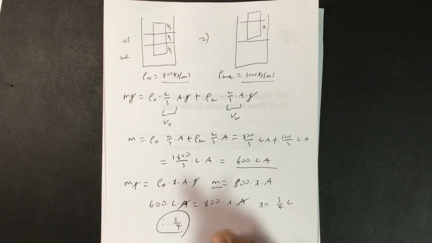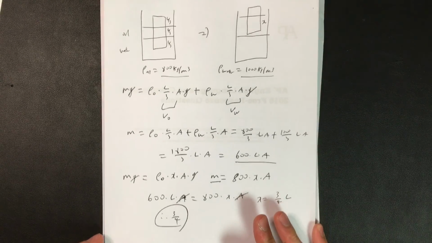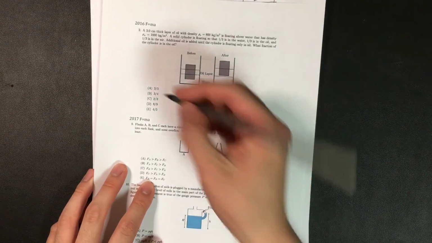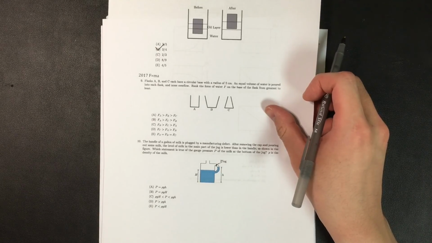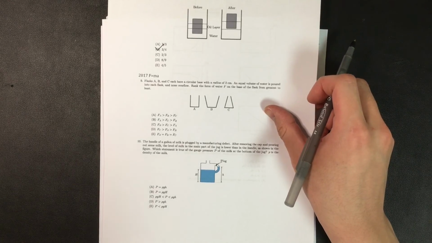Therefore, 3/4 of the object would be submerged in oil. And thus, looking at the answer choices, B would be the correct answer. And the next question is from 2017 F equals MA, question 9.